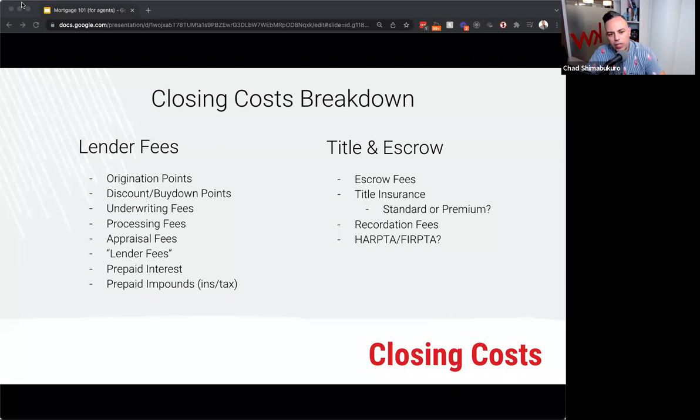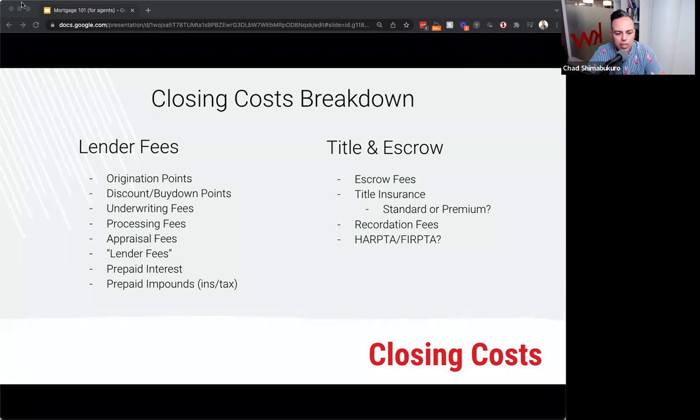Then there's the title and escrow side. One side's the lender side, the other side's the title and escrow side, which is escrow fees and title insurance. There are two types of policies, a standard policy and a premium policy. I would always opt for the premium policy. They call it different things at different title companies. I think First American calls it their Eagle policy. TG, I think, calls it their premium policy, but they know what that is. There's two versions of it.